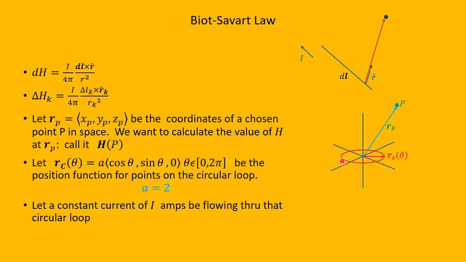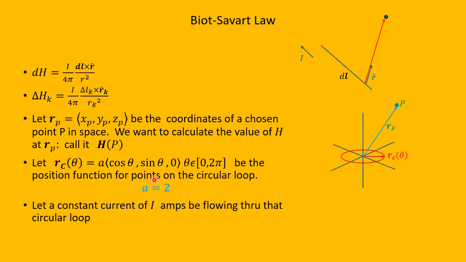Well, we need an equation for the circular loop. Here's a parametric equation for it. Let C stand for circle. R sub C of theta is A, the radius here, whatever that is, times the vector cosine theta, sine theta, 0, where theta is between 0 and 2 pi. So that's going to be the position function for points on this circular loop. Different values of theta will give you different points on this circular loop. And as I mentioned before, we'll let a constant current I flow through that circular loop.